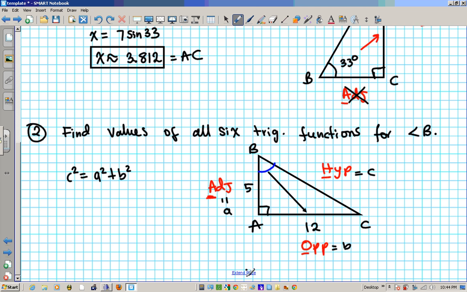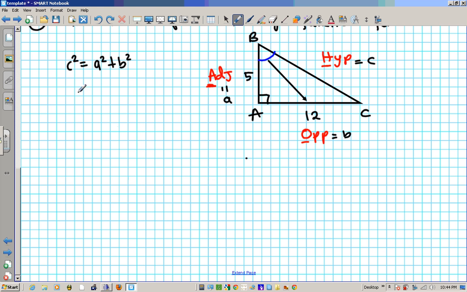To do this, we need C squared, and we don't know what C squared is. So we're going to have A squared is 5 squared plus B squared, which is 12 squared. So C squared is going to become 25 plus 144, and then C squared is going to become 169.